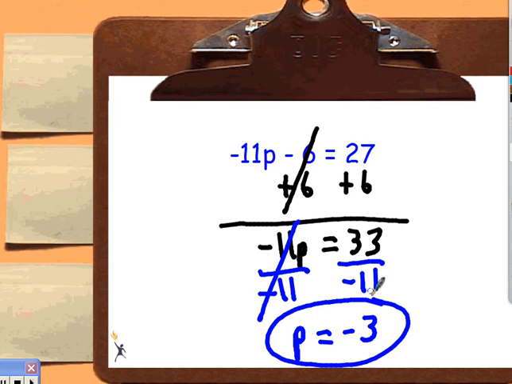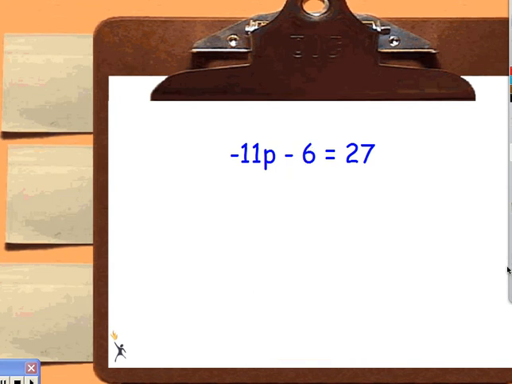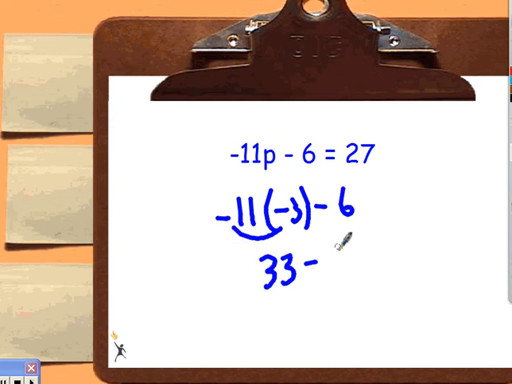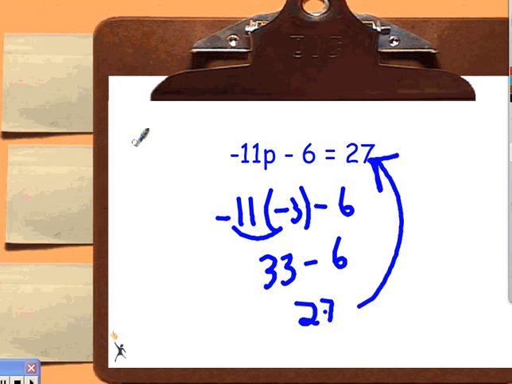P equals negative 3. Let's check that out. Negative 11 times negative 3 minus 6. That would be a positive 33 minus 6, which equals 27, which is what we want. We have another winner. Last example.